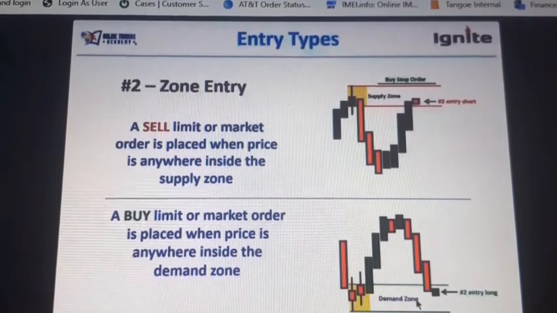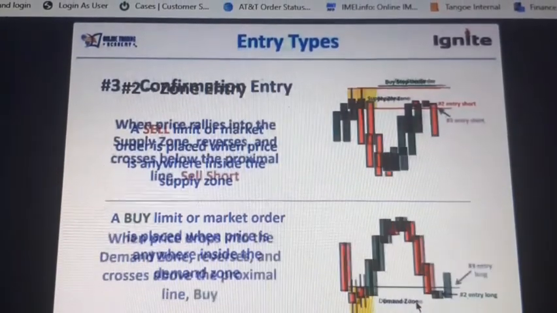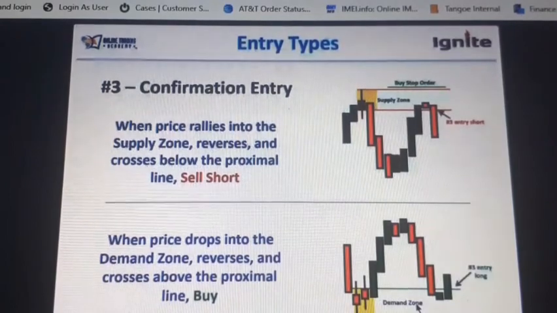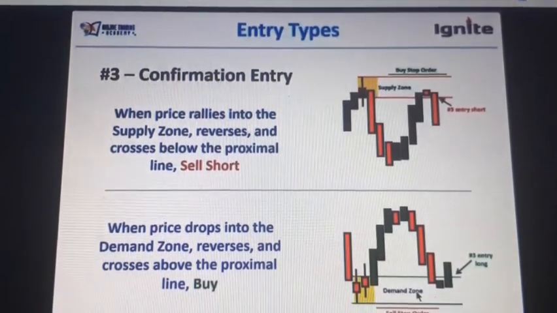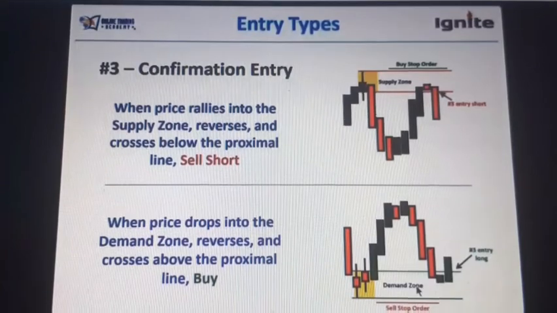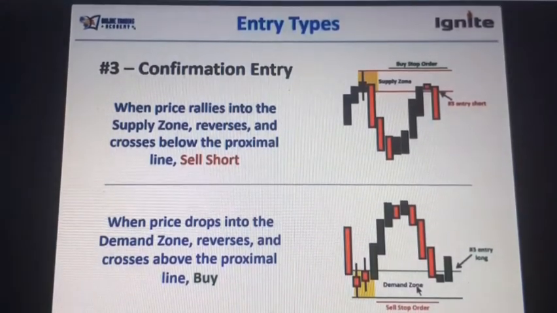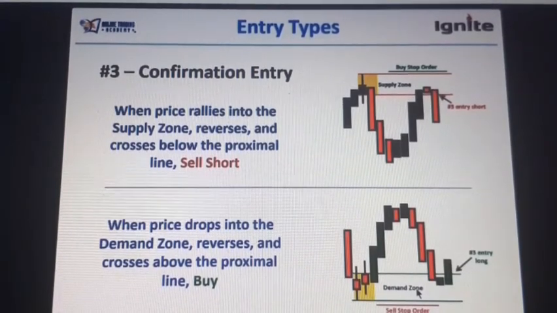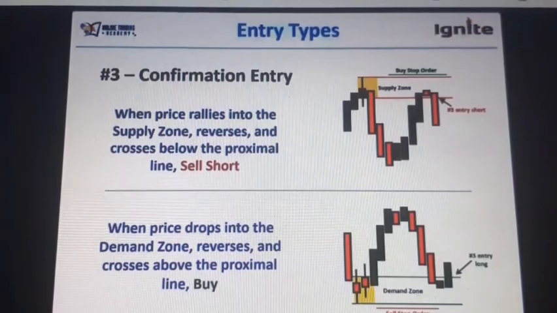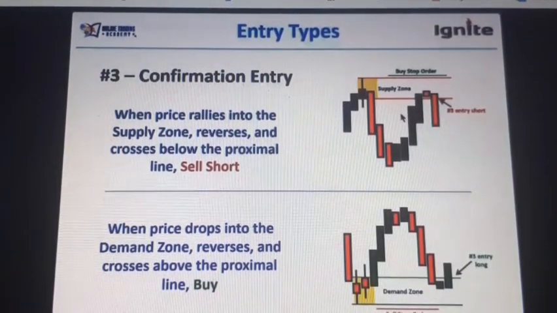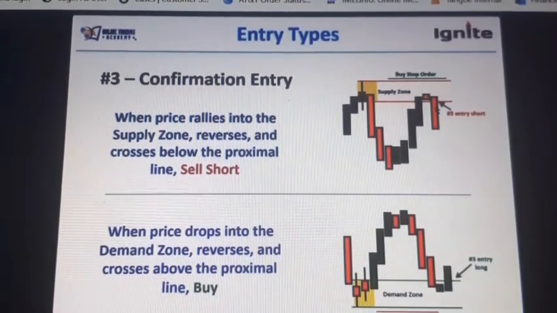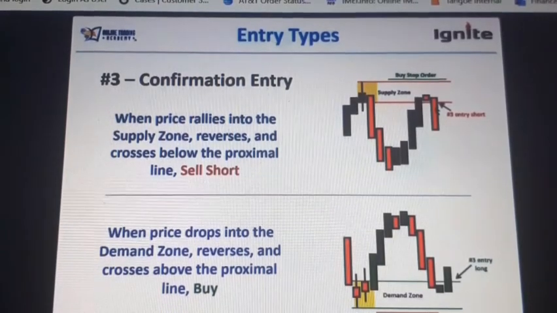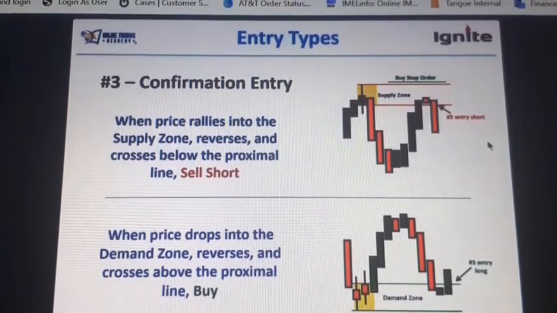So this is your zone entry. Now let's see what your confirmation entry is. Your confirmation entry is also called a type 3 entry. When price rallies into a supply zone, reverses and crosses below the proximal line, that is where you sell short.